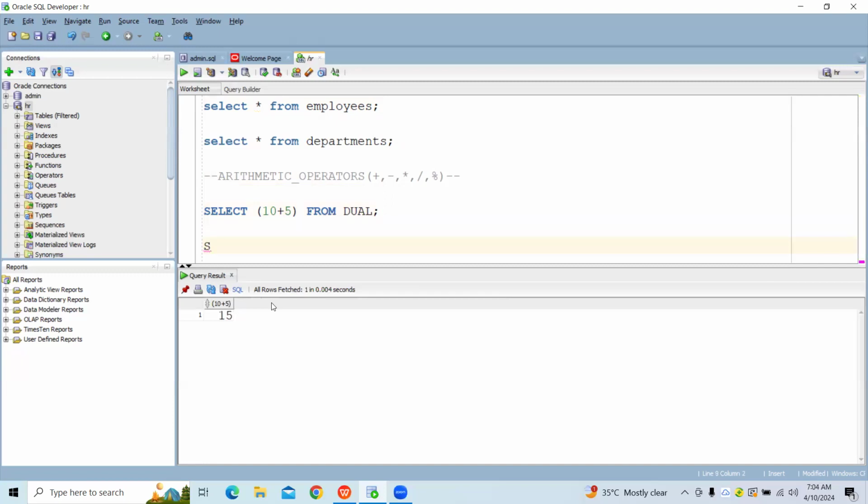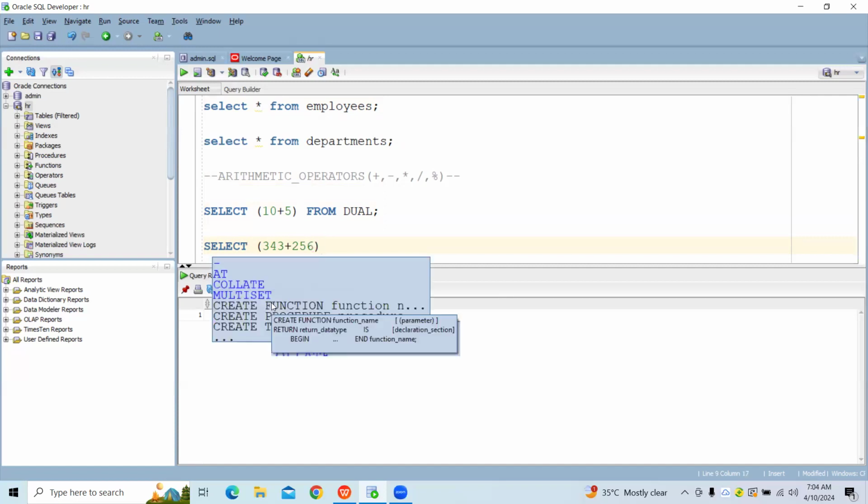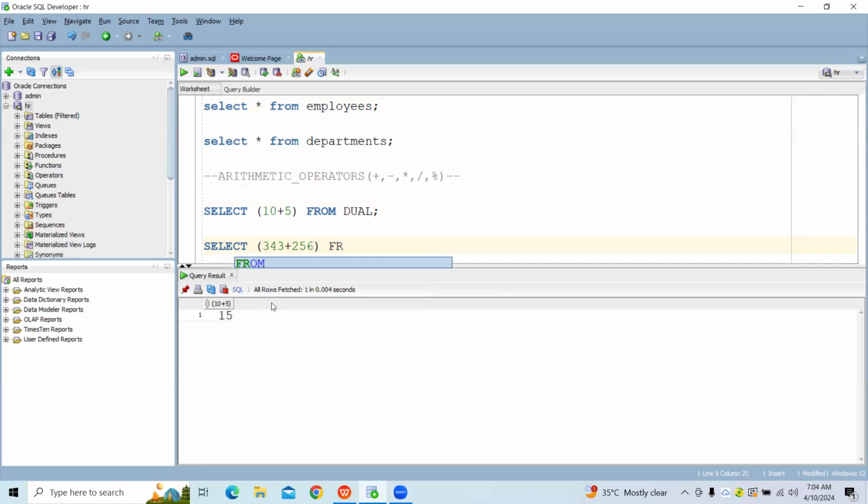For the next query, I have written my query starting with a select keyword. After the select keyword, now I wanted to perform addition between 343 and 256. So I'm writing 343 plus 256. After mentioning this, I have closed the parenthesis, mentioned the from clause, and then mentioned the table name as dual.